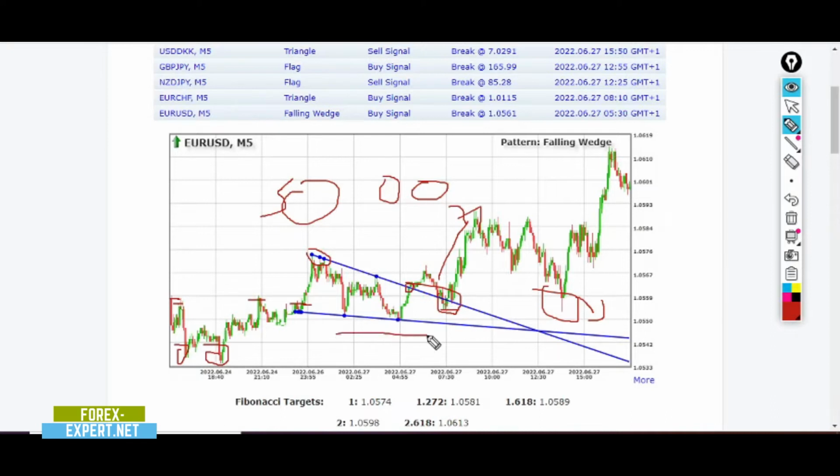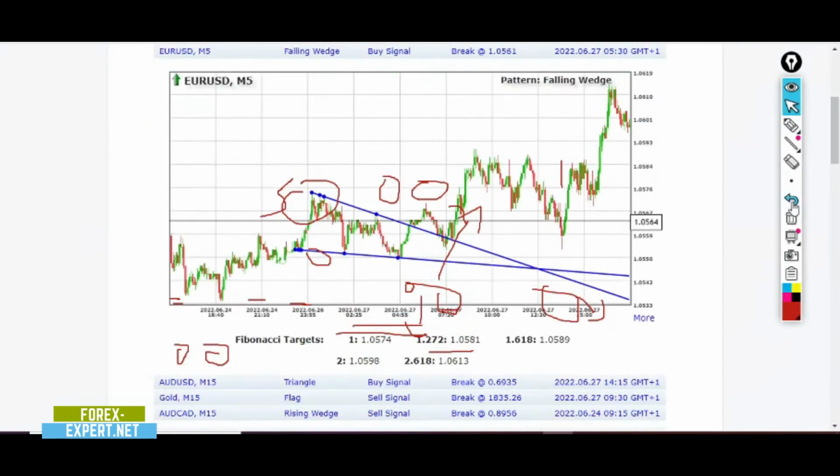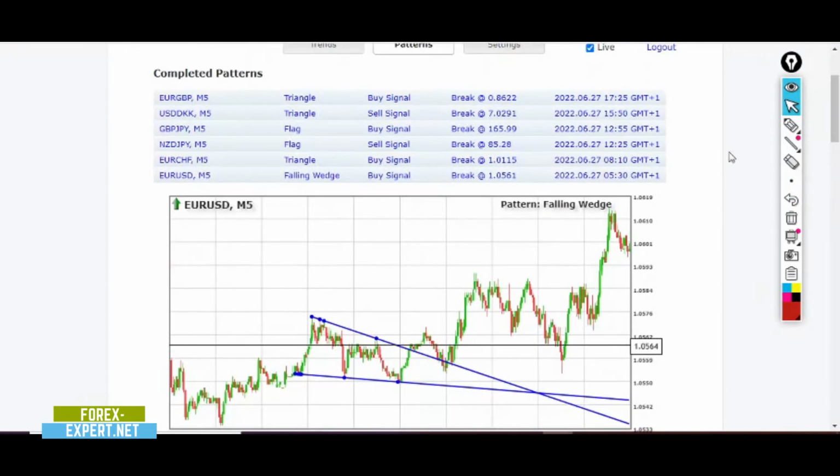Put your stop loss down below here and then just let the trade go. If you hit the stop loss, you will be minus, but if you reach the target, you will be plus. So let me undo this. Let's jump to the next trade.